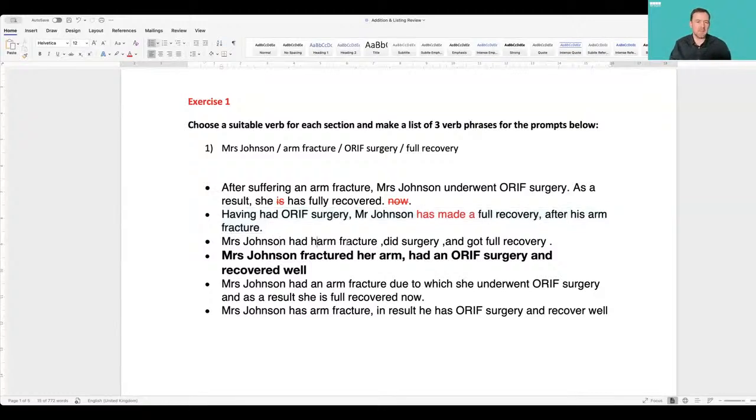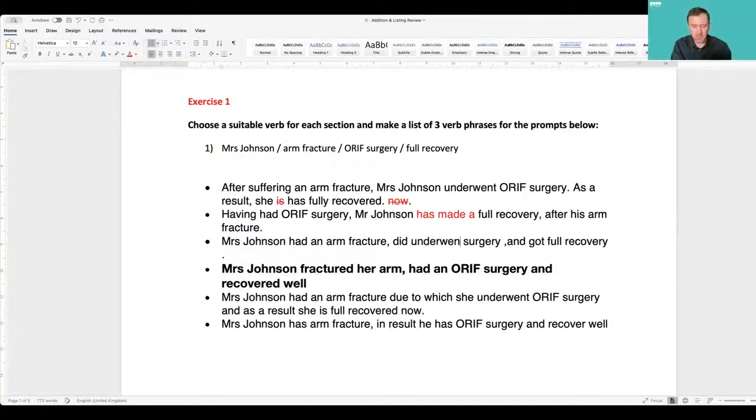Okay, Mrs. Johnson had arm fracture, did surgery and got full recovery. Now that seems a bit simple. So it is a list though. So had an arm fracture, did surgery. Now, do you think did is the best? Now, a surgeon will do surgery. Underwent. Underwent is the better one, isn't it? Yeah, underwent is what we would want there.